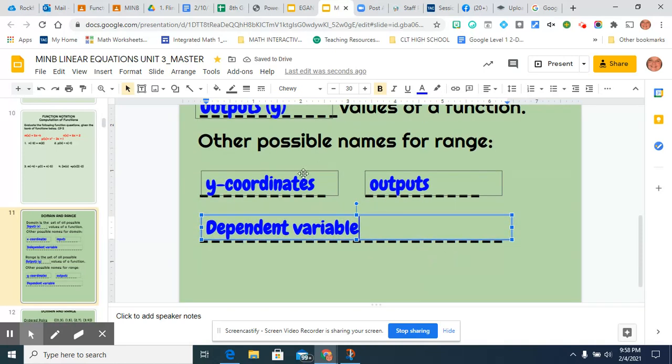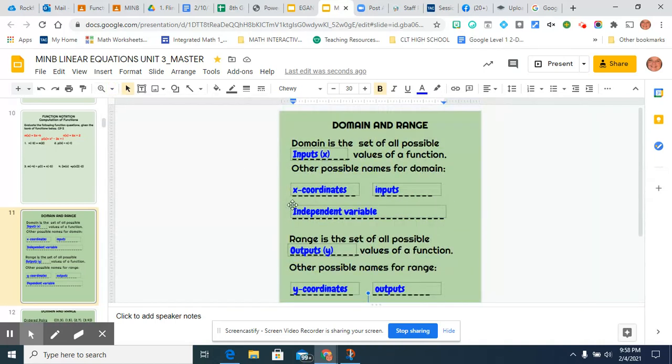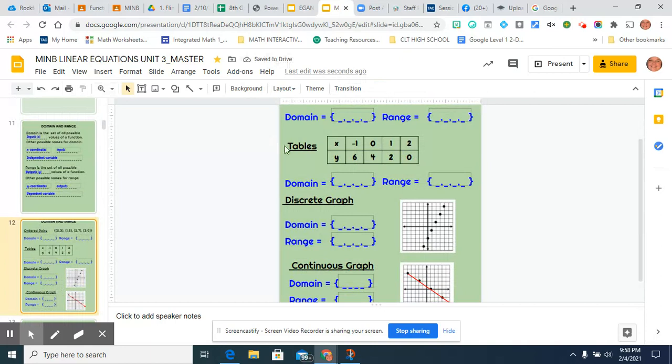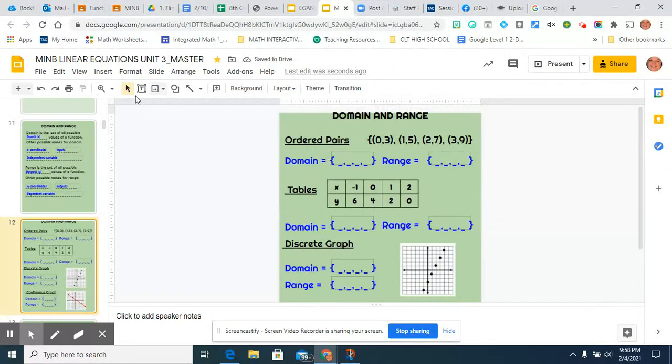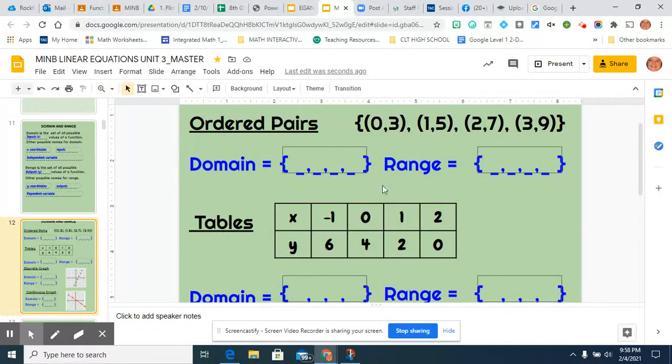Okay, so those are what we talk about when we think about how we record this information, right? That's what we're going to talk about next. How do inputs and outputs, how do we look at that from representations? So going to the next page in your digital notebook, first let's look at ordered pairs. So here we're just given sets of ordered pairs, and how do we determine the domain?